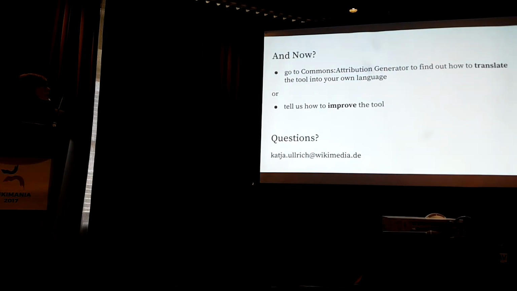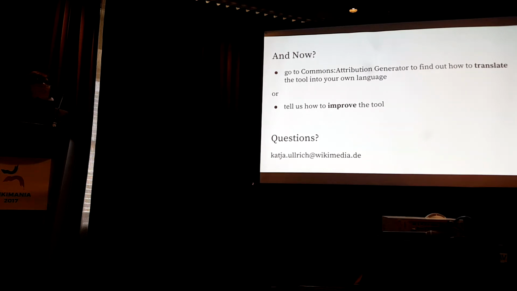So what can you do now? As I told you, the tool is available in German and English, but obviously there are so many more languages in the movement, and we would like you to translate the tool to your language. You can contact me about it or go to the Commons Attribution Generator page and find out how it works. Or you can meet me at the booth at Wikimedia Germany on the 4th floor. You can also tell us how we can improve the tool, what its features are supposed to be in the coming years, because we are planning to develop it further.